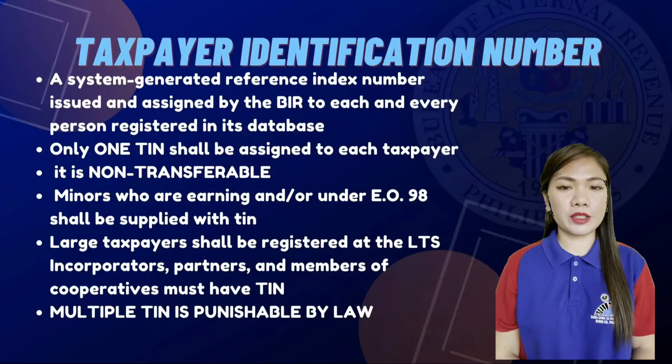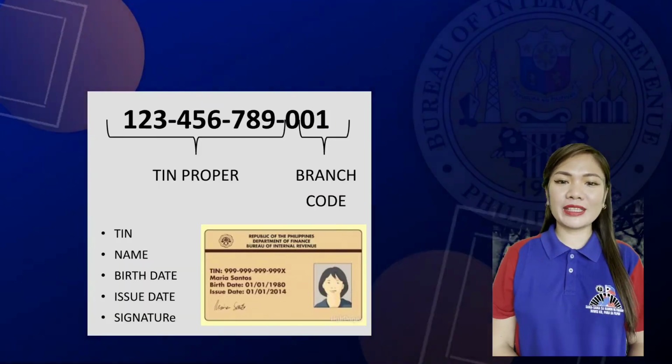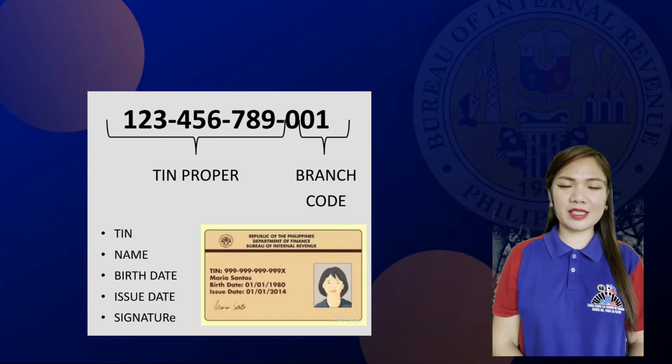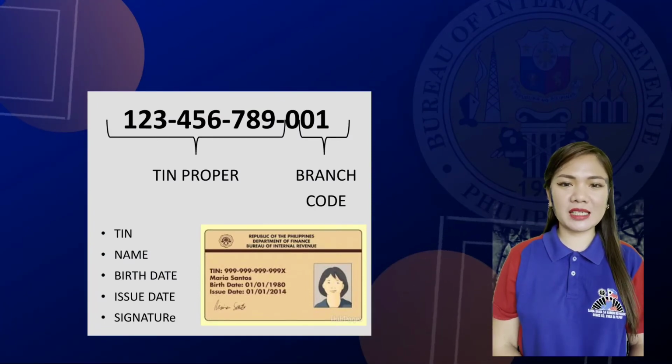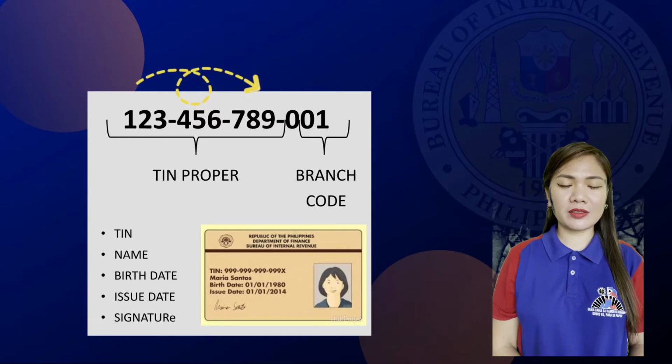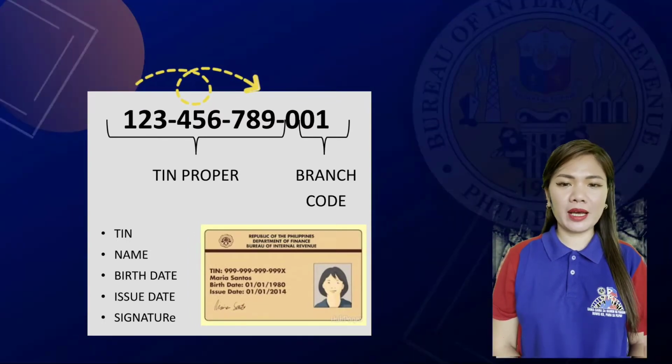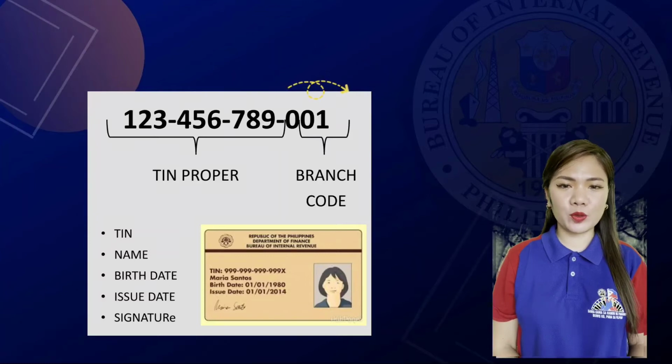Incorporators, partners, and members of cooperatives must have tax identification numbers. Multiple TIN is punishable by law. Your tax identification number is composed of 12 digits. The first 9 digits represents the TIN proper, and the last 3 digits represents the branch code.